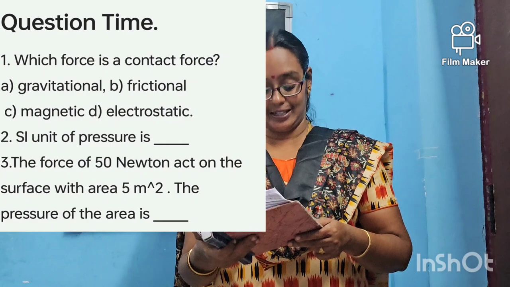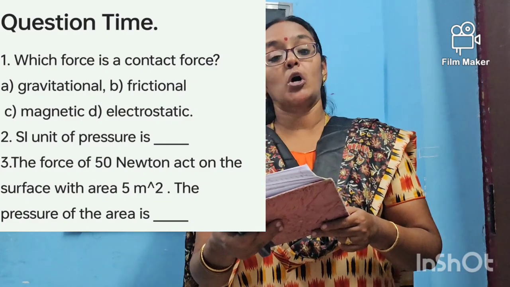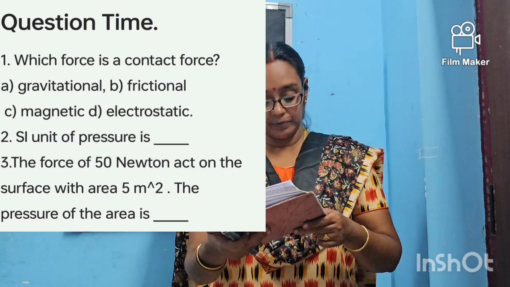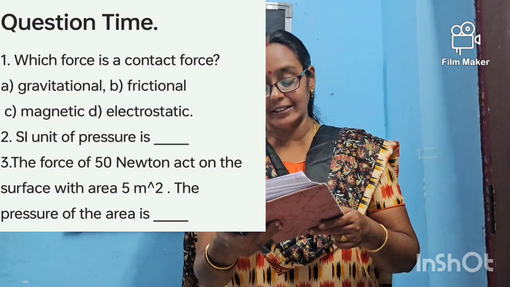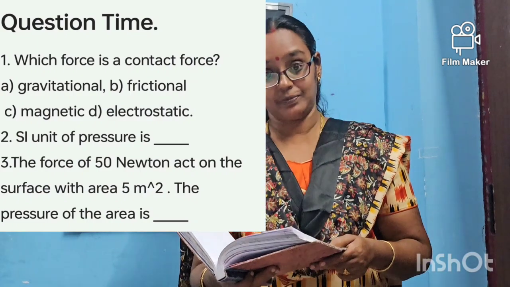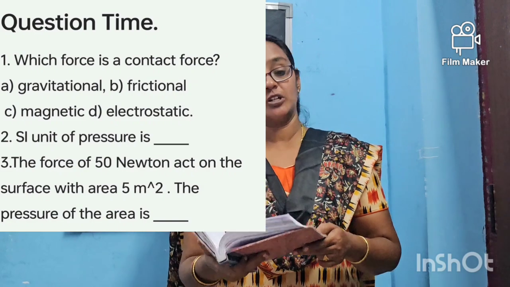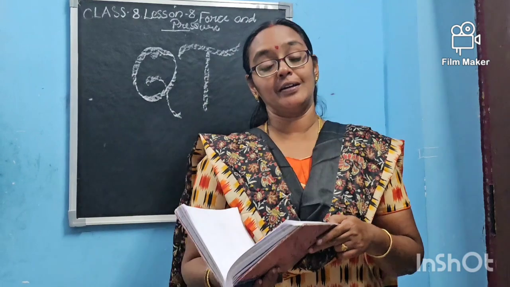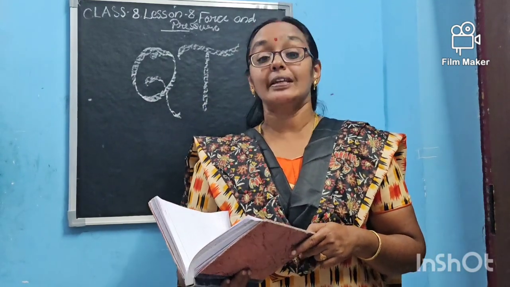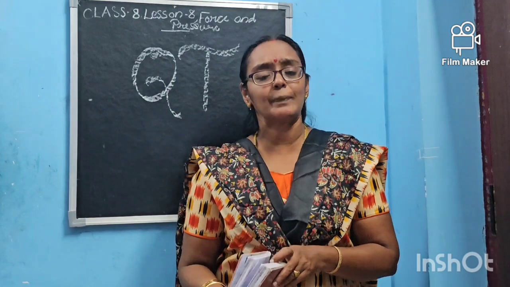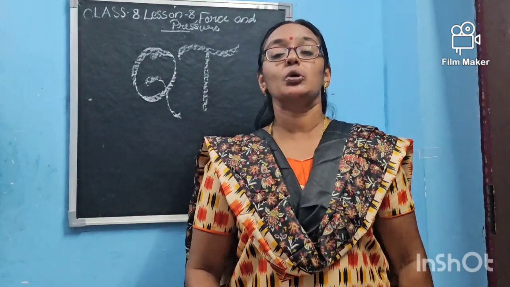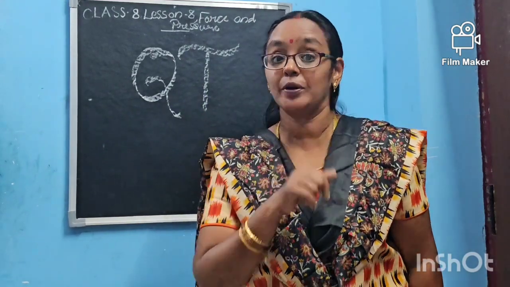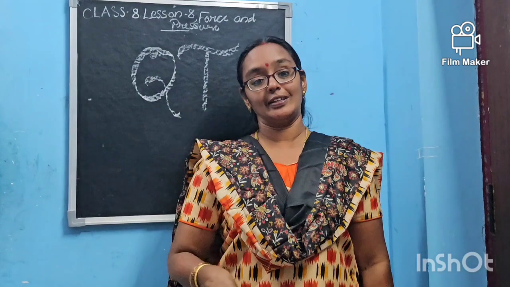And the third question is, a force of 50 Newton acts uniformly over a surface having an area of 5 meters square. What will be the pressure on that area? It's very easy, I think. You have to find the answer and after that you have to put the unit. Then only will you get full marks.